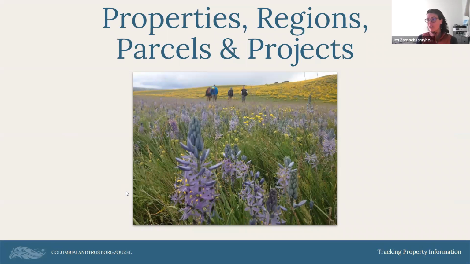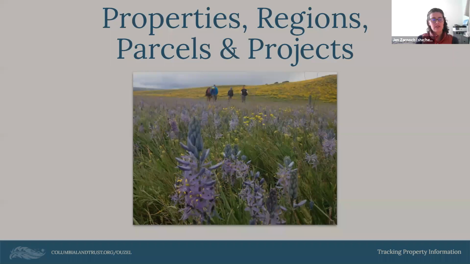Okay. We're going to start by talking a little bit about properties, regions, projects, and parcels. Not everyone organizes stuff the same way, but one of the things that we've learned as we're onboarding other users is that the semantics can get confusing because we all call properties different things, and even when we call something technically one thing, sometimes colloquially we refer to it in another way. So I wanted to ground us in how Ouzel deals with this. It has a pretty flexible structure that can adapt to all of us.